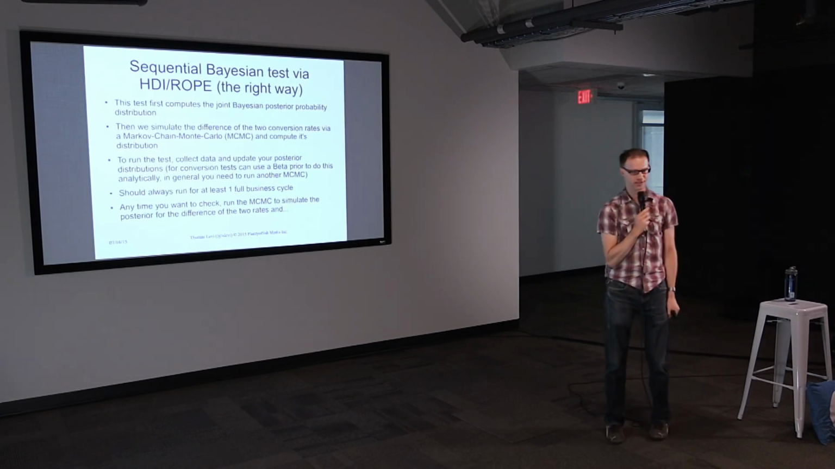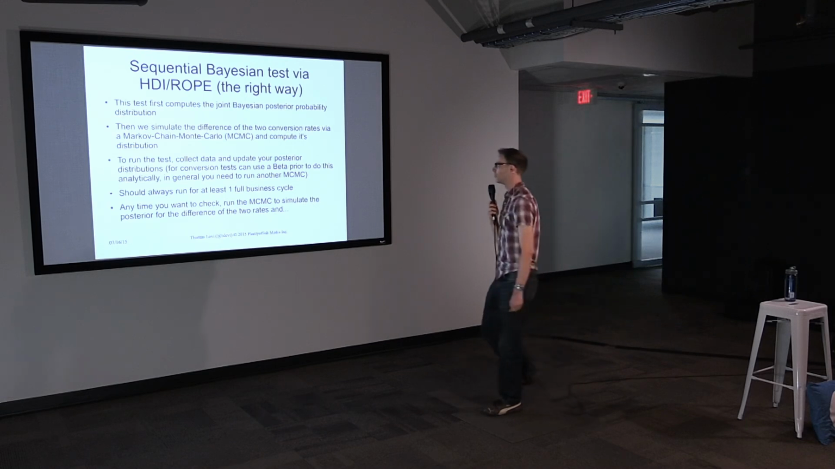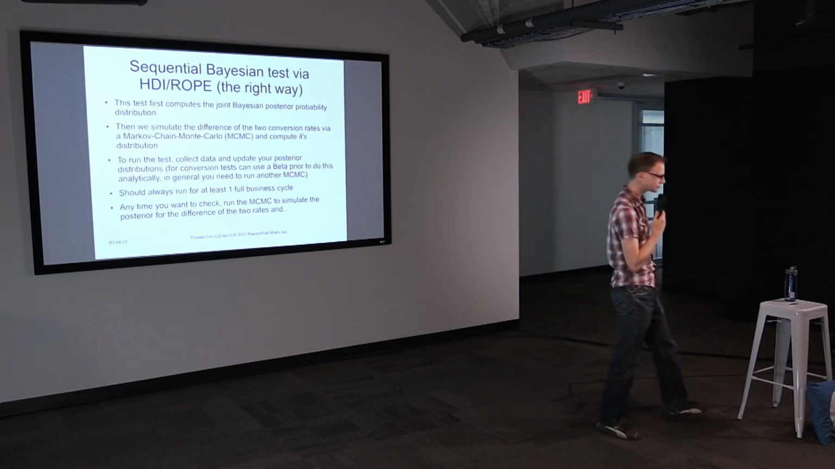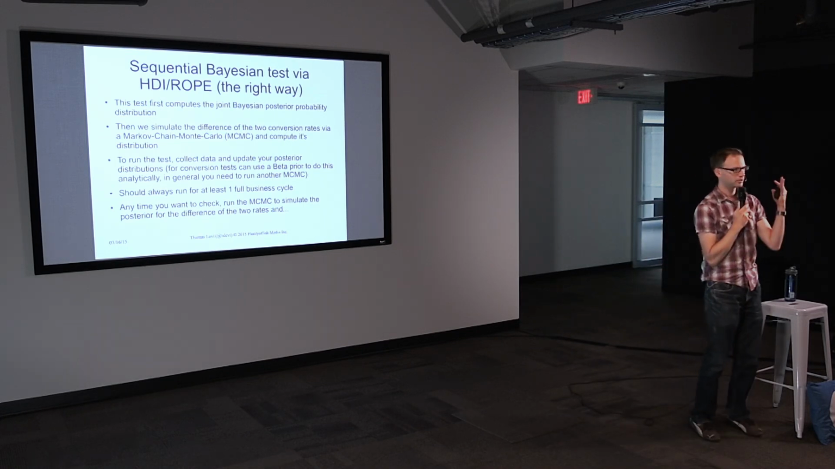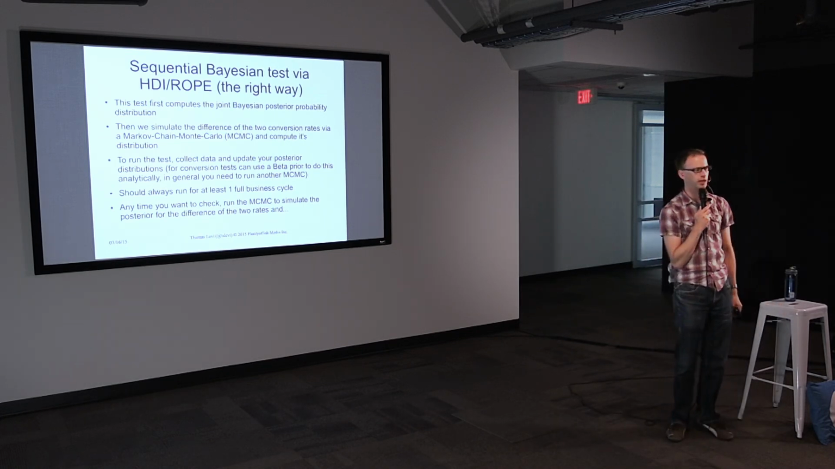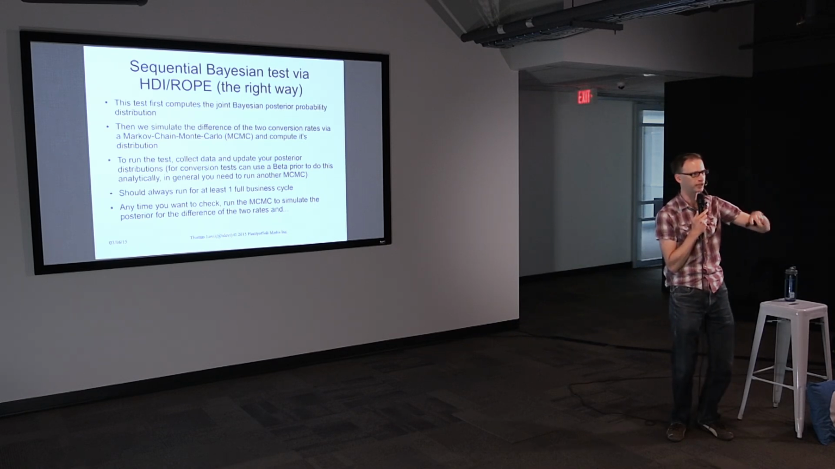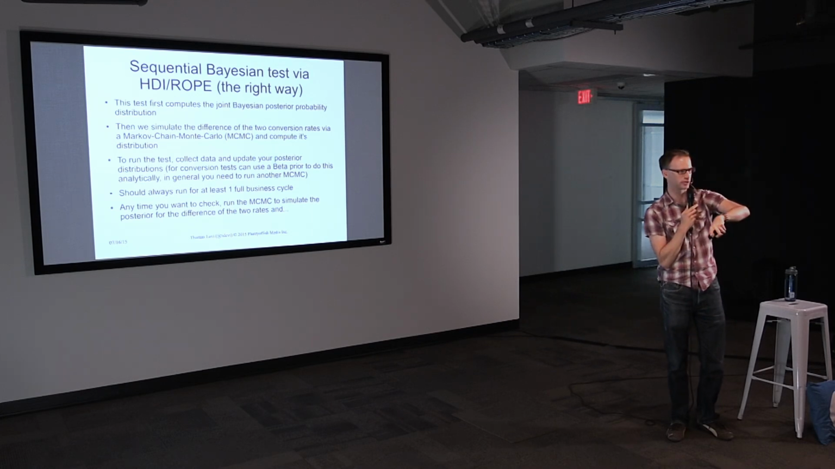Here's the right way to run this. So what you first do is, let's say you have 2 landing pages and you want to compute the difference in conversion rates. So what you want is not the posterior for landing page 1 and landing page 2. What you actually want is what's called the joint posterior for the difference in the conversion rates of the 2 pages. So you want conversion rate 1 minus conversion rate 2. And you want to see if that's greater than 0 or not.